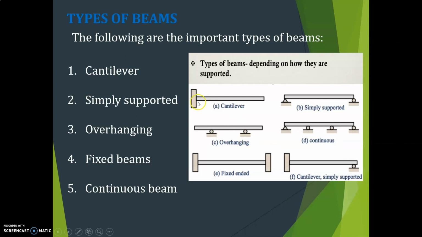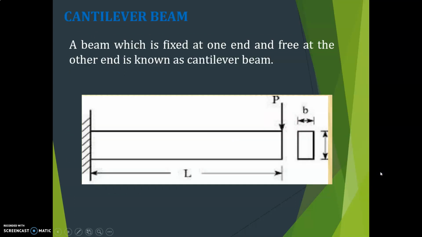This is how they look. Cantilever beam looks like this. Simply supported beam is like this. Overhanging, and this is continuous, this is fixed ended, and this is cantilever or simply supported. This we don't have in your syllabus, it is not there. Then we will see what a cantilever beam is.